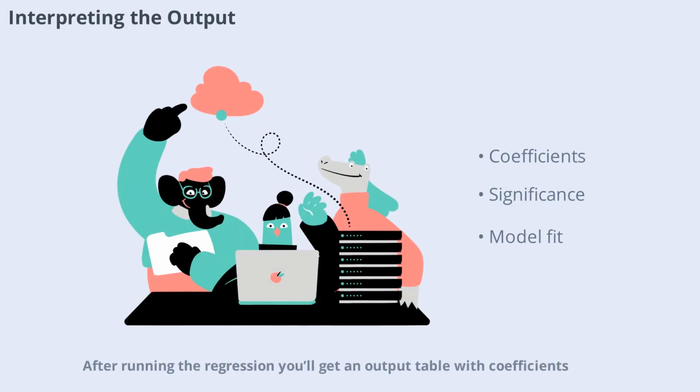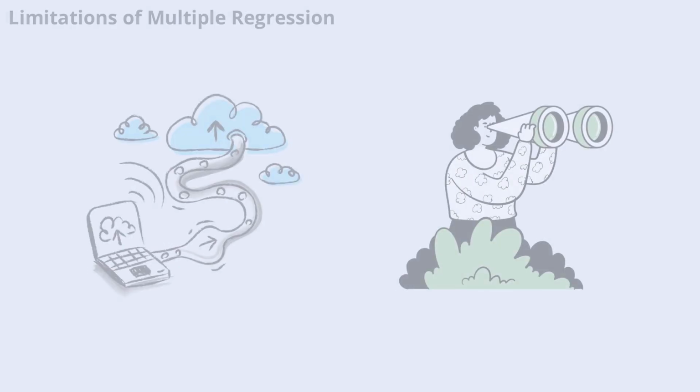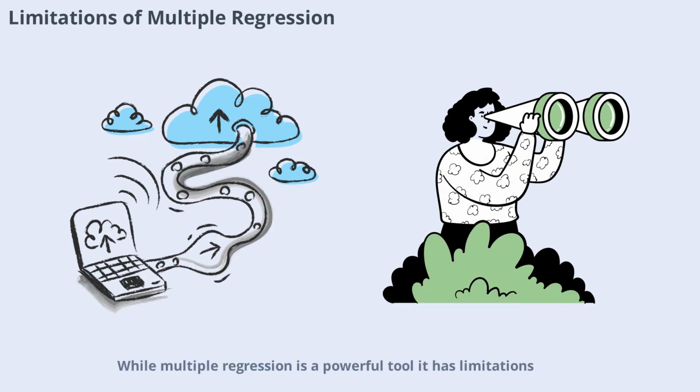After running the regression, you'll get an output table with coefficients, standard errors, t-values, and p-values for each variable. Focus on the size and sign of the coefficients, the significance levels, and the overall model fit statistics like R-squared. This information tells you which variables matter most and how well your model explains the outcome. While multiple regression is a powerful tool, it has limitations. It assumes linear relationships and can be sensitive to outliers and multicollinearity.